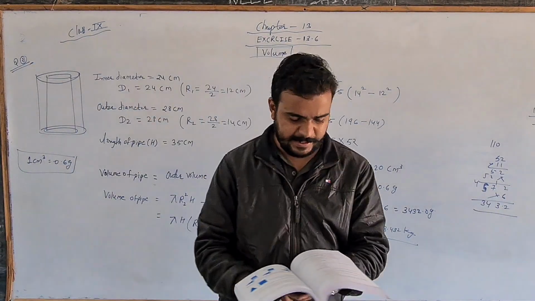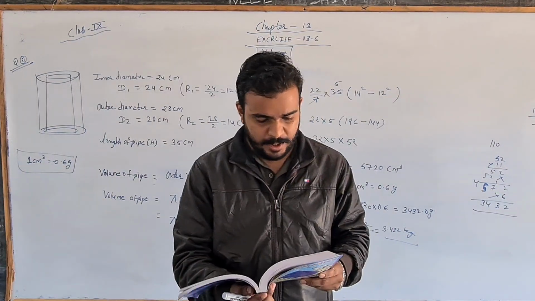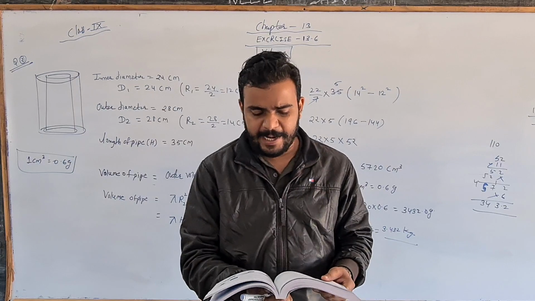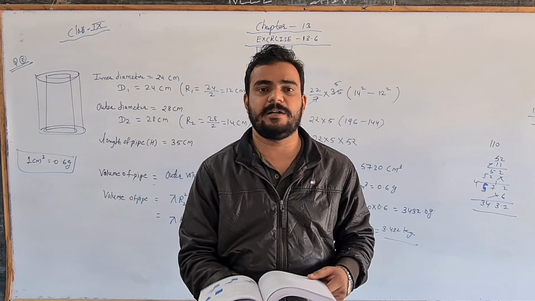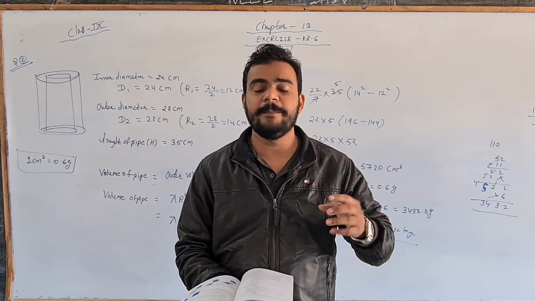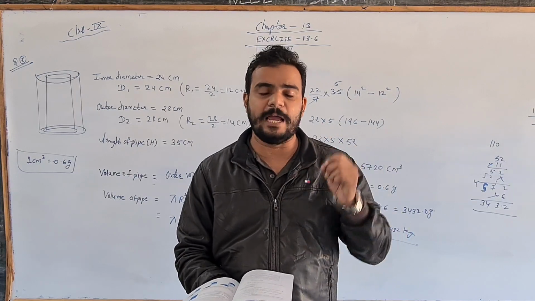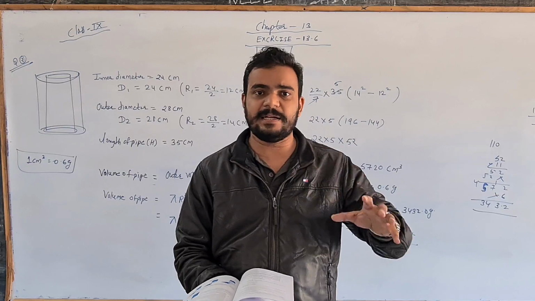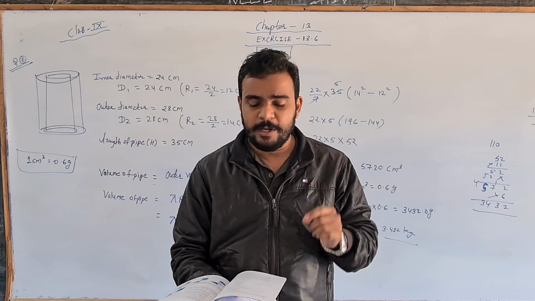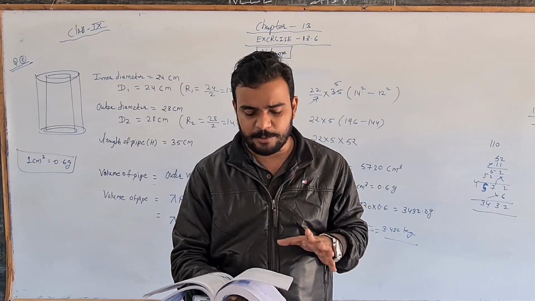Okay students, the next question, number two, is like this. The inner diameter of a cylindrical pipe is 24 centimeter and the outer diameter is 28 centimeter. It means the cylinder is hollow. Whenever inner and outer diameters are given, you should understand that the cylinder is hollow. The inner diameter is 24 and the outer is 28.